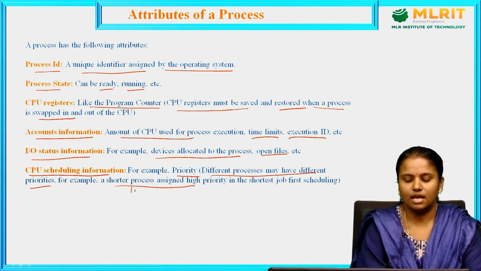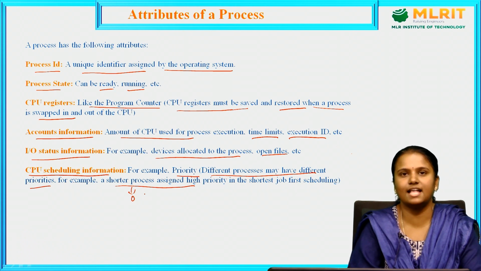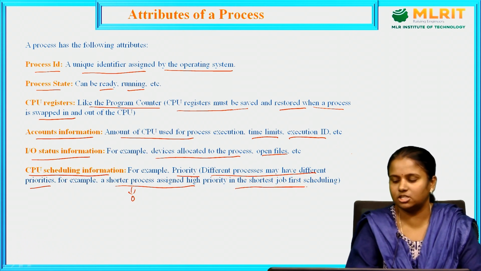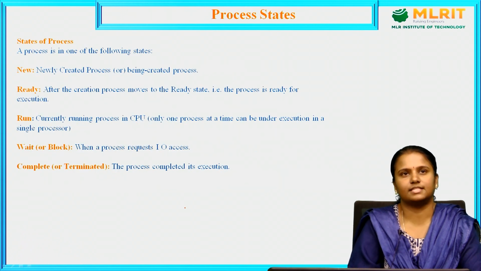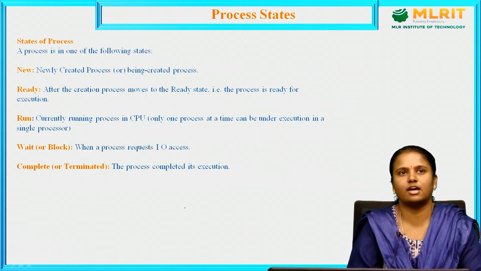So, for this, a short process 0 is assigned as high priority in the shortest job first scheduling algorithm. In this we are going to see about the SJF algorithm in the CPU scheduling algorithms in detail. Next, we are going to see the different process states.